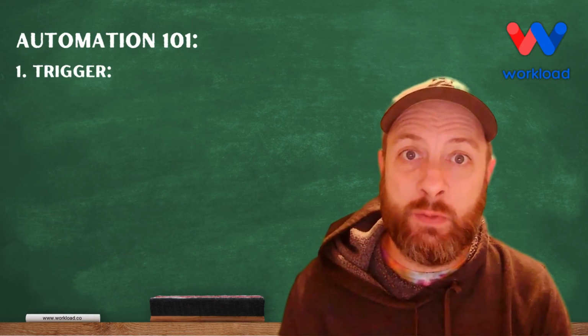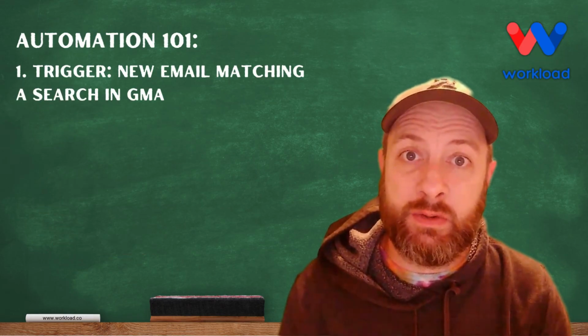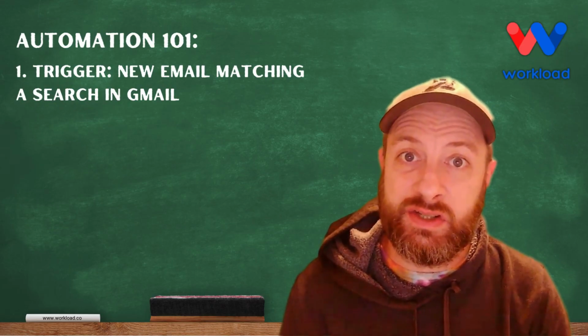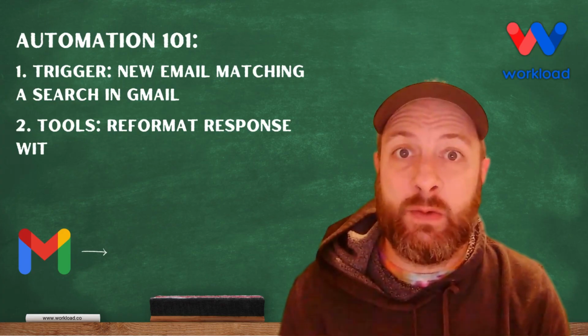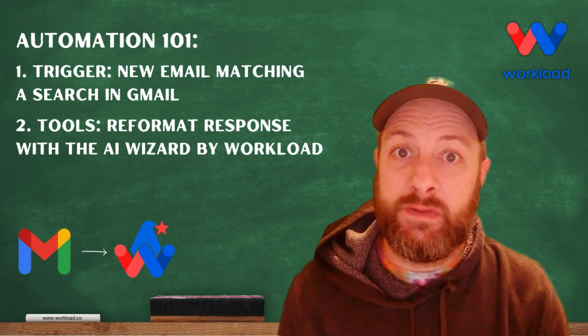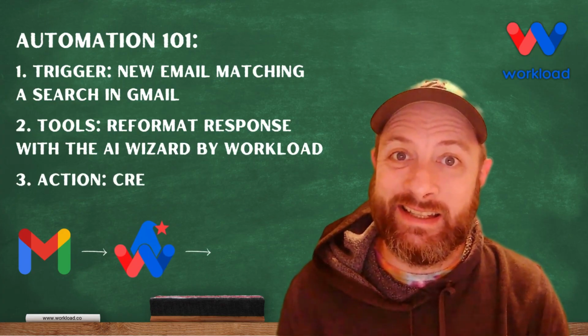In this video, we'll be making a workflow starting with a new email matching a search in Gmail. Then we'll be reformatting the response using the AI Wizard by Workload before finally creating a ticket in HubSpot.